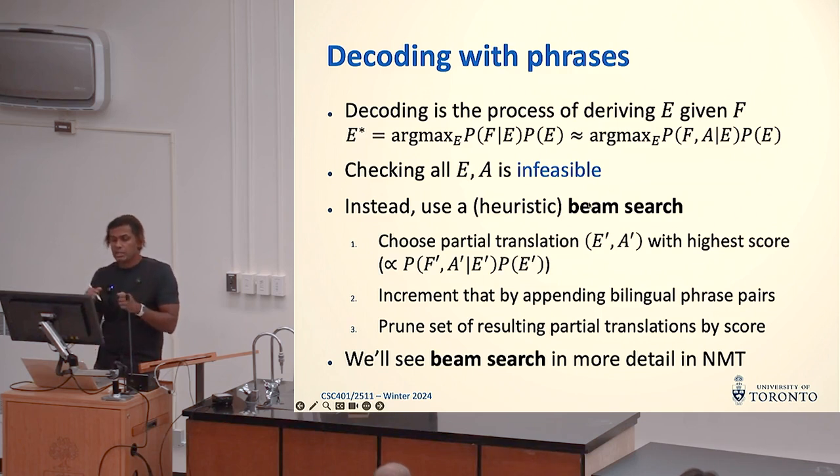So we do a heuristic beam search. The high-level idea is that we choose some partial translation with the highest score, we append to that list, we prune anything outside the top K, and then we continue like that. But we will cover that in the neural machine translation decoding part.